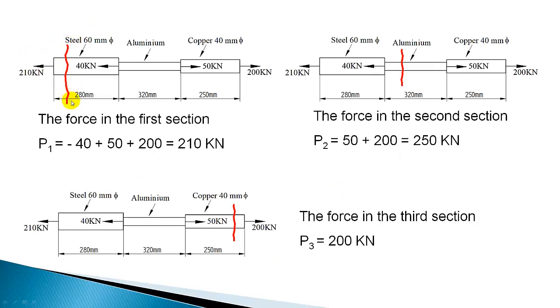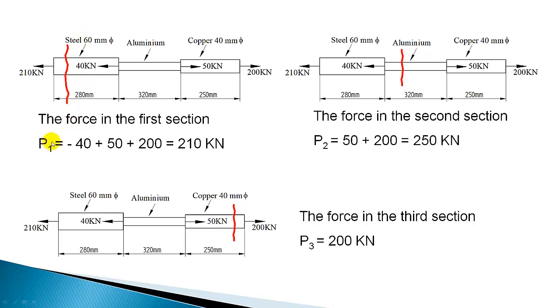To find out the forces in various sections, let us take a section plane here and sum up the forces on the right side, taking leftward as negative and rightward as positive. So I am taking the section plane in the first portion and summing up the forces on the right side, leaving whatever is on the left side. That will reveal the internal force. So minus 40, plus 50 and plus 200. So that will give the force in the first section, that is in the steel portion.